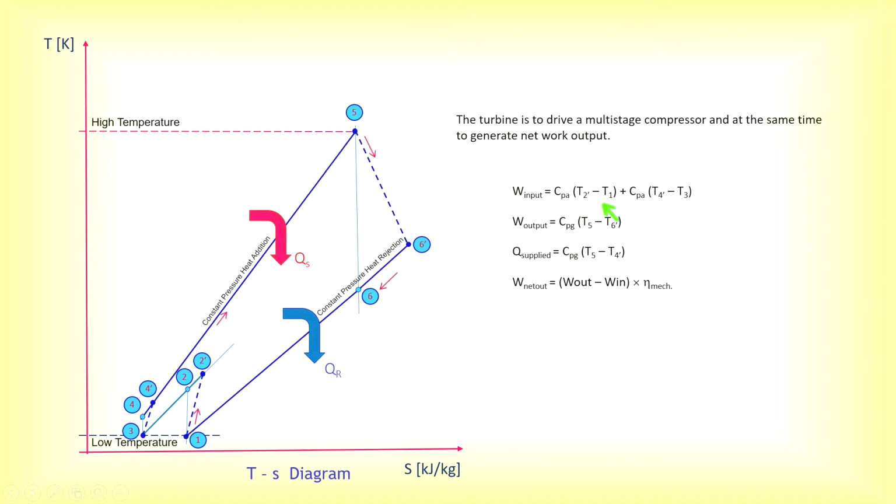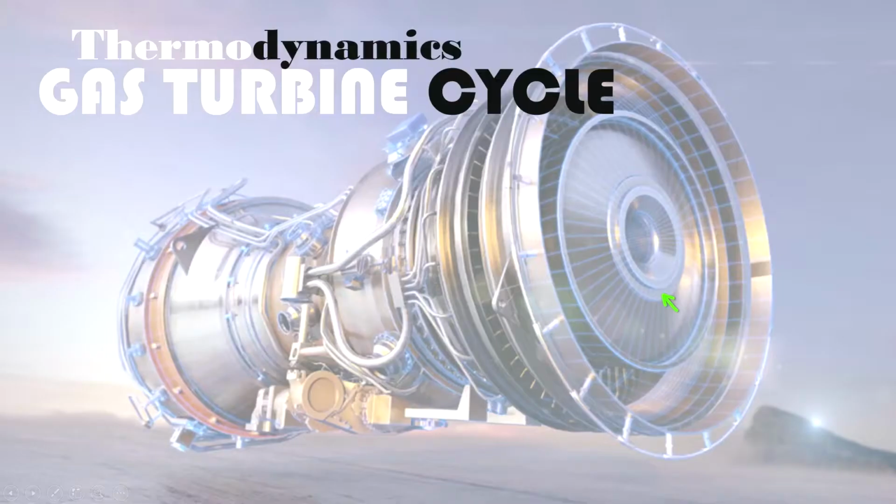Okay, so the work in, you have to add up both of these compressor stages. Then take work out minus this whole thing here, work in, then multiply by mechanical efficiency if we were to consider the frictional loss due to shaft transmission. Okay, that's for this part. Thank you very much. Stay safe.